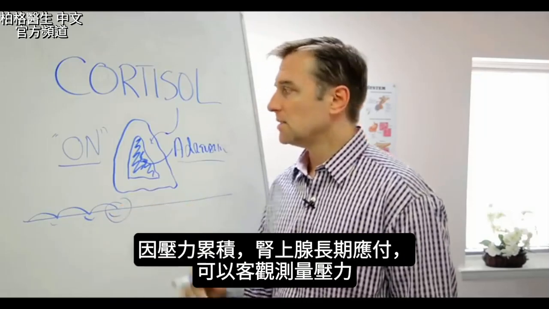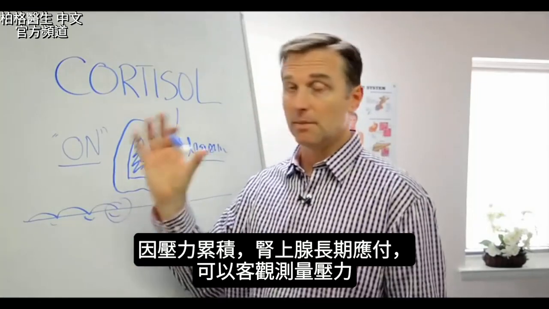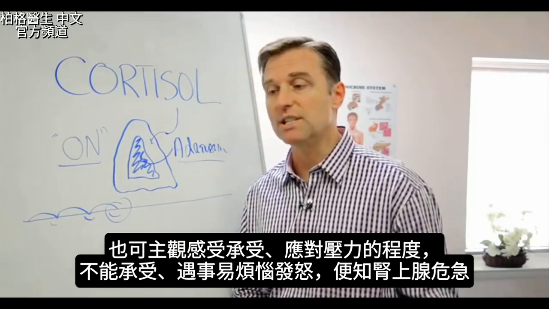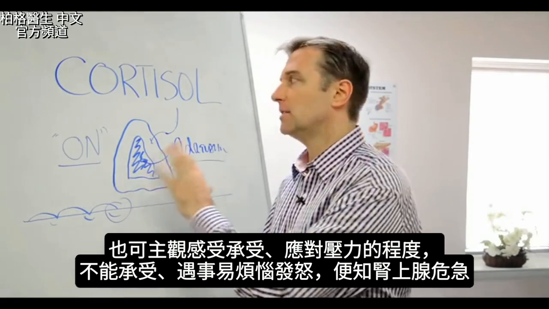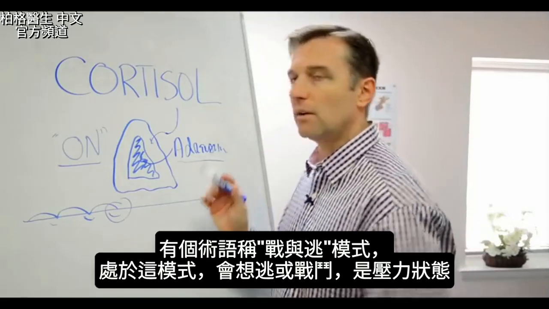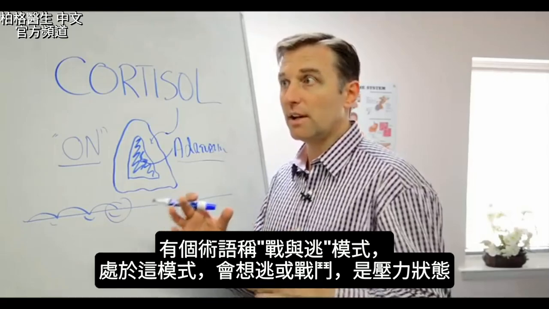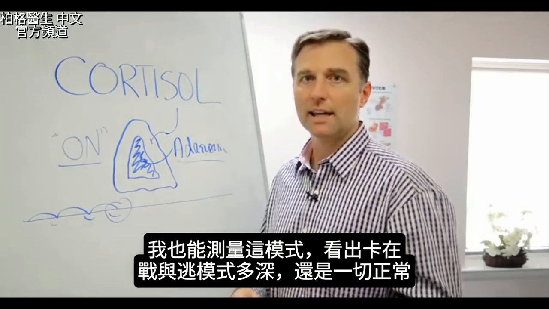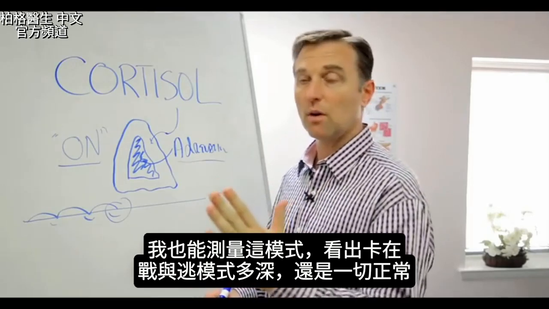So that's interesting. So we have this thing where we have the adrenals that get stuck on over time because of accumulated stress. It can be measured objectively. You can feel it subjectively just on how well you tolerate stress and how you deal with stress. If you can't tolerate stress and things get to you easily, irritate you easily, then we know the adrenal glands are on edge. Now there's a term for this called flight or fight mode. So when you're in flight or fight, you're in this mode where you're constantly either fighting or running away from something. It's a stress state. So the flight or fight can be measured as well, and I can measure that on a test. And you can see how much flight or fight the person's in versus if it's normal or they're stuck in flight or fight.